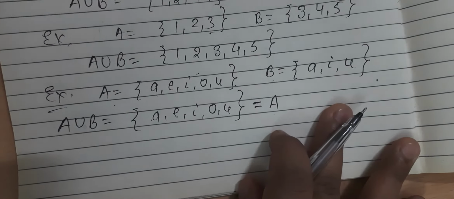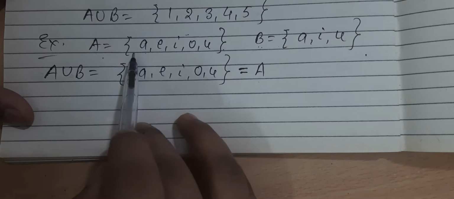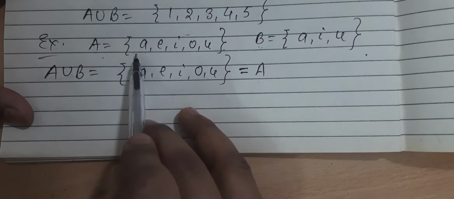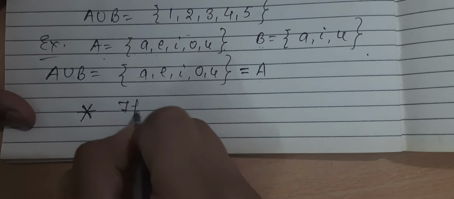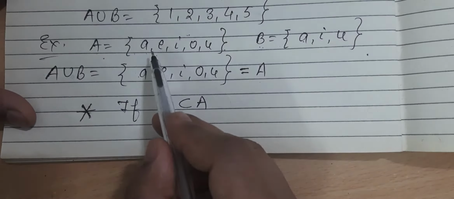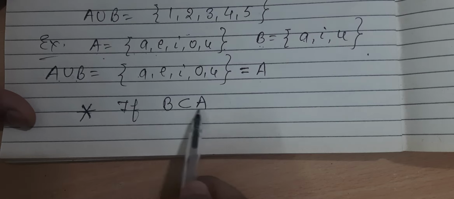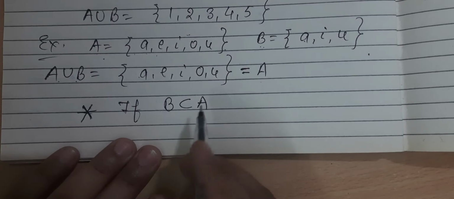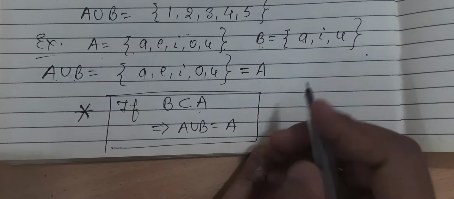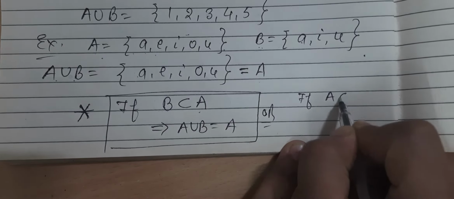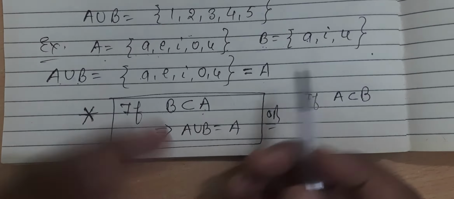From here we can write a result. When you observe, you will find that B is a subset of A; all the elements of B are also elements of set A. So we can write a very important result: if B is a subset of A, then A union B equals A. Or, if A is a subset of B, here B is the superset, the bigger set.